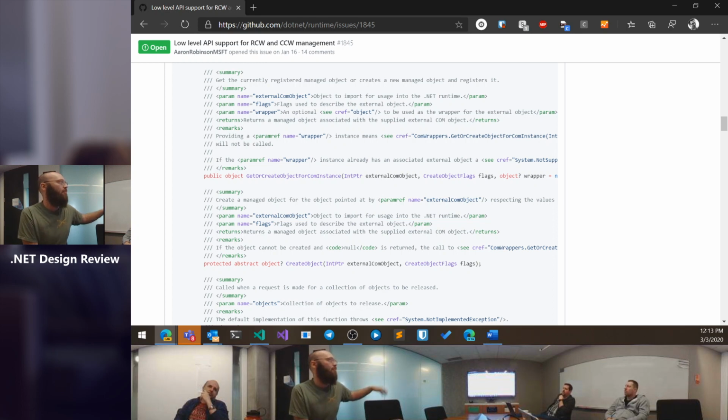The obvious alternative is get or register the wrapper. So there's another API. So you have get or create. The create instance will call the protected. Another API says get or register object for COM instance. It doesn't take a nullable object. It just takes an object. And that other API will never call create object. That's kind of the alternative to this.